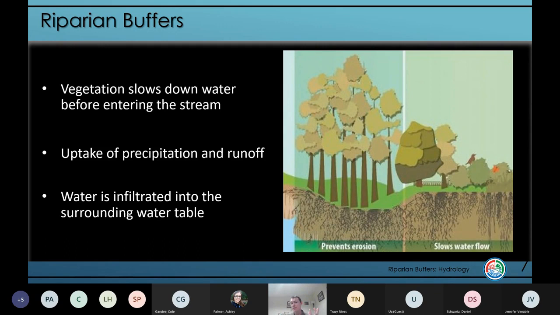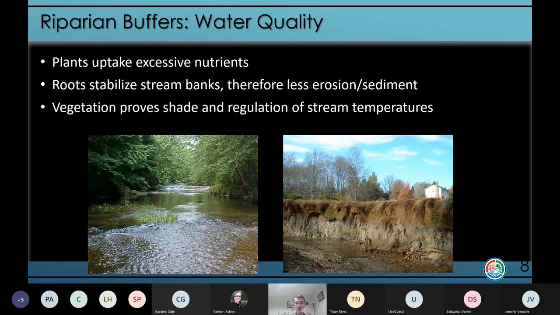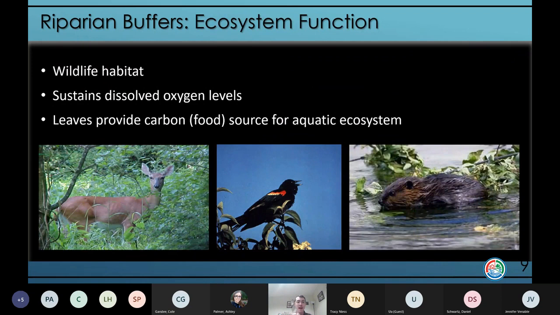Riparian buffer zones are very easy to do. All you really do is let forest or, you know, natural spaces grow along the length of a stream, river, or lake or pond to help protect the waterway itself. So the plants take up excess nutrients, the roots stabilize the banks. We already talked a little bit about that, so I'll zoom through some of these. And then lastly, they function as wildlife habitat.